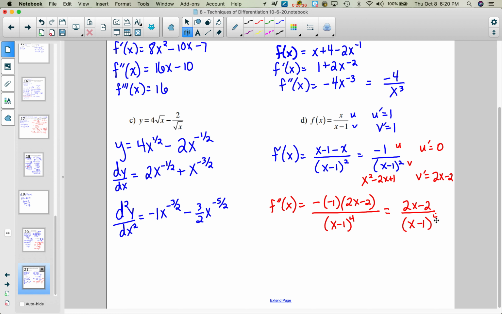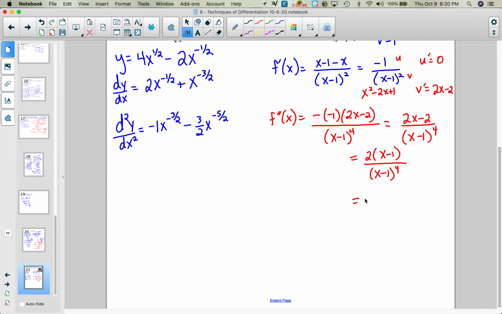Oh, I noticed something though. If I factor a 2 out, I have an x minus 1, and this is an x minus 1 to the fourth, so I hope you see this. This x minus 1 cancels with one of these and leaves 3 of them, so I get 2 over x minus 1 quantity cubed. And that would be my second derivative. And I think we're done.